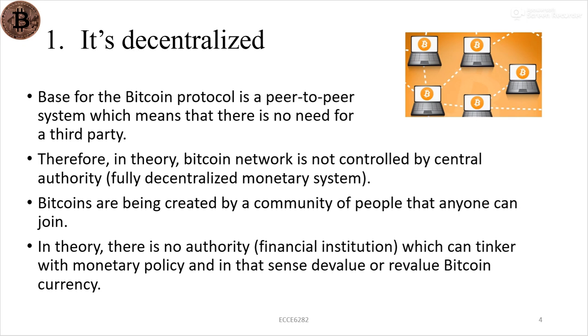Okay, the first property of Bitcoin, as I told you, is that it is decentralized. When we say it is decentralized, it means that the Bitcoin protocol is based on a peer-to-peer system instead of client-server. Client-server is a centralized system, but Bitcoin is a peer-to-peer system, and there is no need of any central body or third party to verify your transaction. So it is not controlled by any central authority. It is a fully decentralized system.